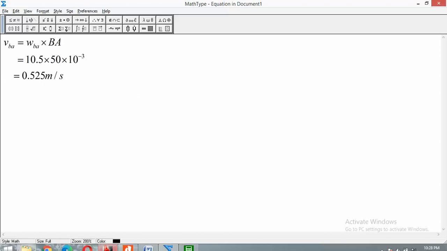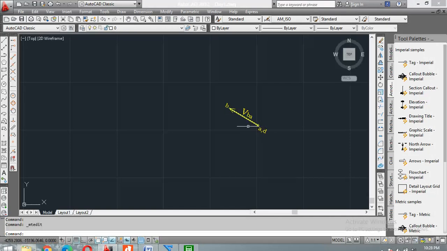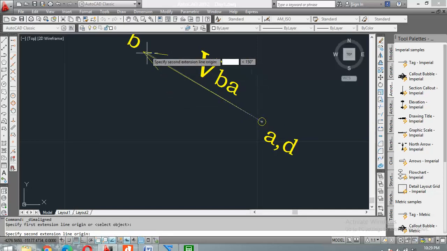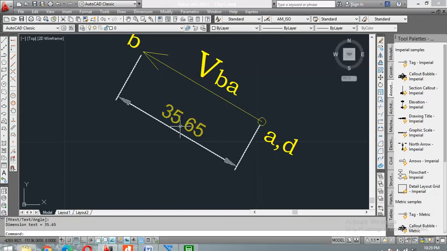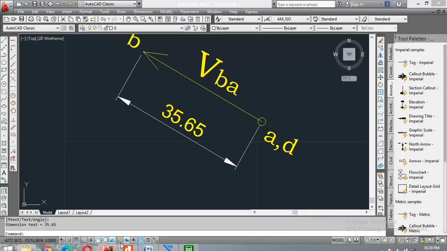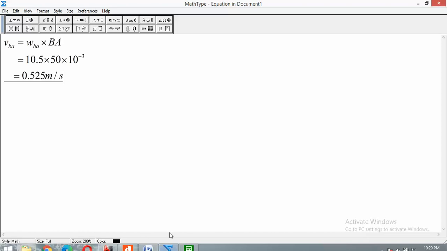So the length of this vector should be 10.5 meter per second. Sorry, 0.525 meter per second. This length should be 0.525 meter per second. Arre bhai, length is not in meter per second. Length must be in terms of centimeter and meter.